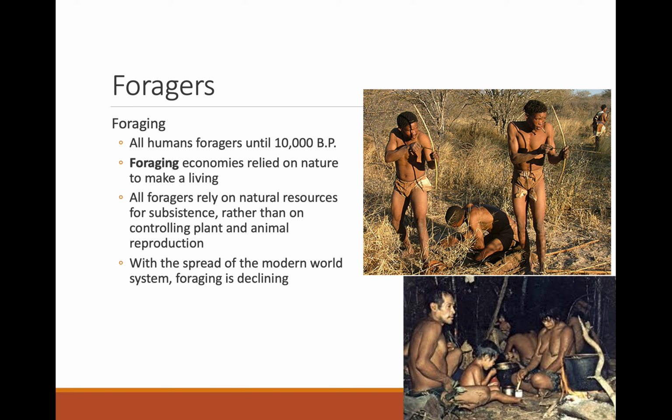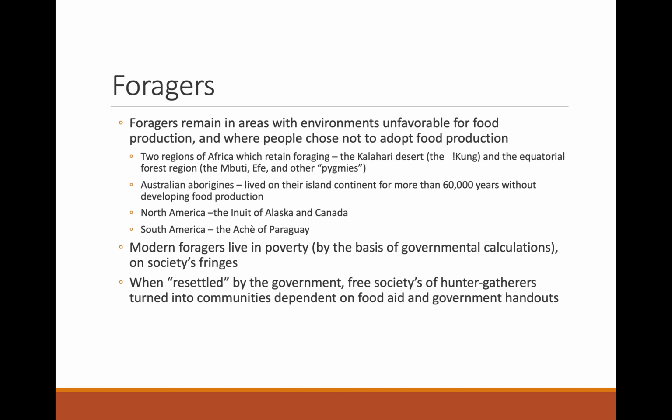In the bottom picture, we have the Ache of Paraguay. The Ache live in dense tropical rainforest in areas that have been, up to this point, relatively untouched by modern economic or commercial demands.